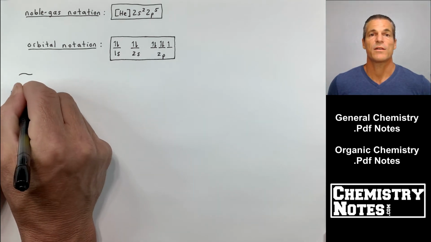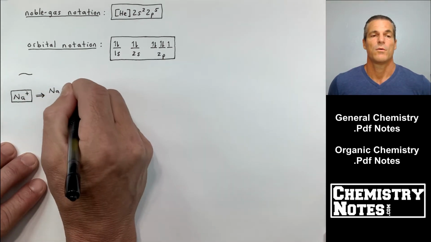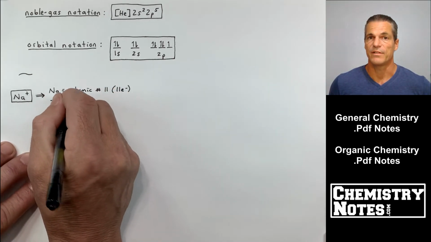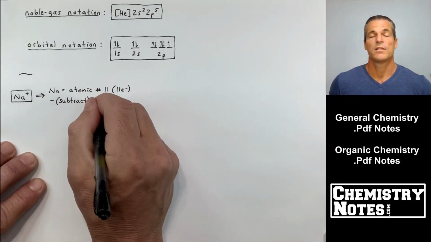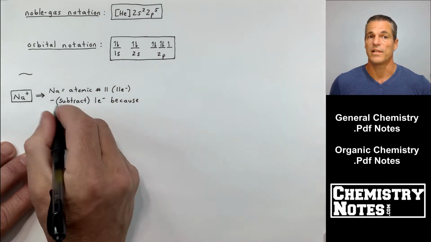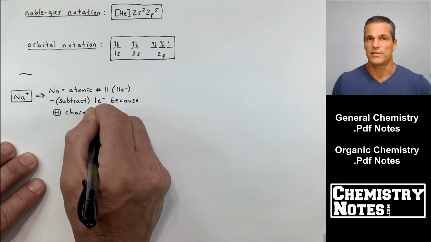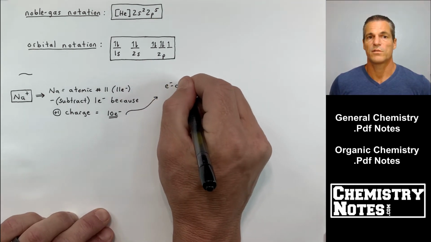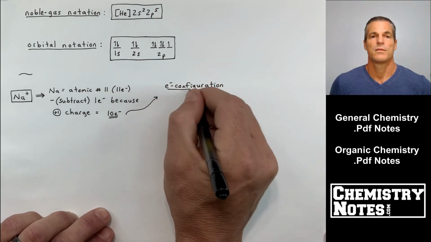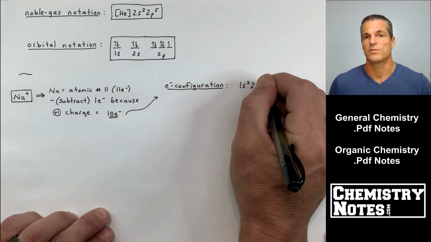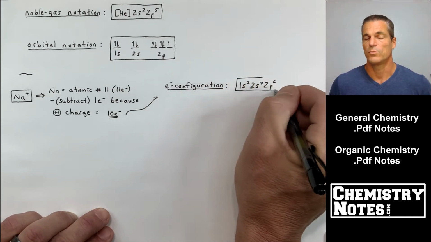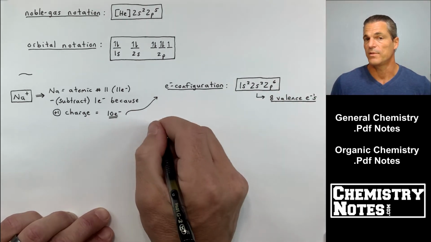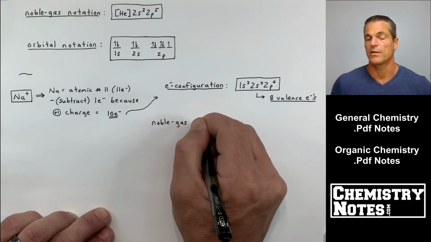Second one is Na plus. We go to sodium on the periodic table and notice its atomic number is 11, meaning it has 11 protons. We assume it's neutral, so it also has 11 electrons. The plus charge means we've taken away 1 electron, so we have a total of 10 electrons. The complete electron configuration is 1s2, 2s2, 2p6. The n equals 2 level is 2s2, 2p6, and that's where my 8 valence electrons are.